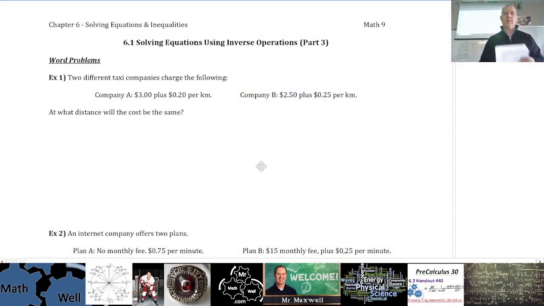All right, so this is part 3, 6.1. We're still talking about solving equations using inverse or opposite operations. A lot of the same stuff. We're going to have some examples where we have decimals and fractions and things.